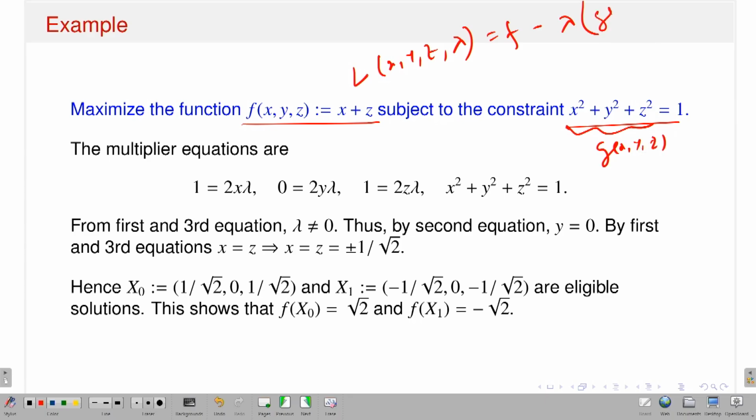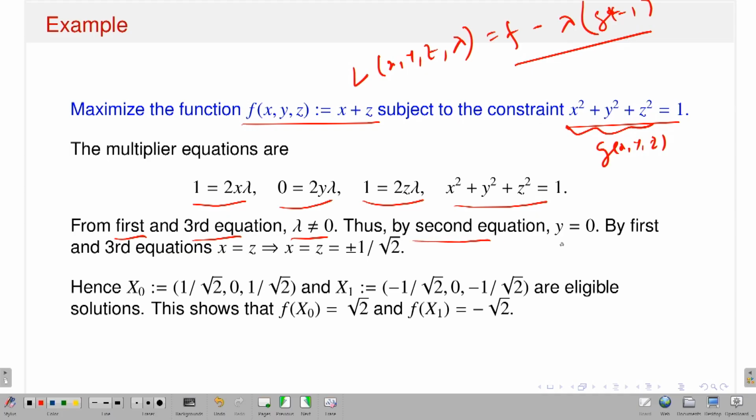So, that means g minus 1. So, if I do that, how many equations will I get? 4 equations I will get. So, this is fx is equal to lambda times gx, fy is equal to lambda times gy, and fz is equal to lambda times gz, along with g of x, y, z is equal to 1. If you solve these 4 equations, from the first and third equations, you can conclude that lambda is non-zero.